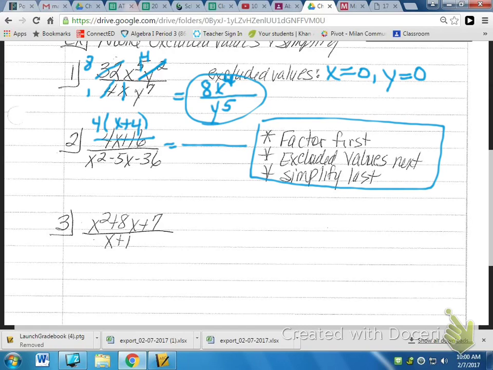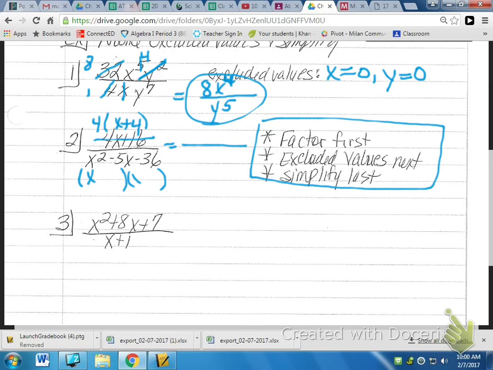X squared minus 5x minus 36. No greatest common factor, so my two sets of parentheses. Negative 36 is not a perfect square, so that way I know it's not a perfect square trinomial. So we've got to factor by trial and error. What's the square root of x squared?